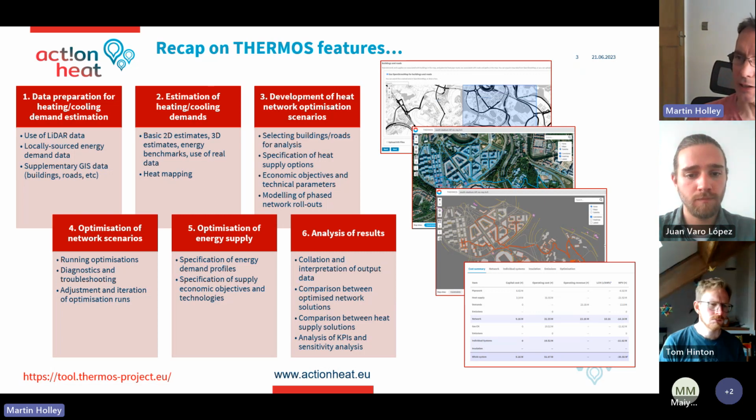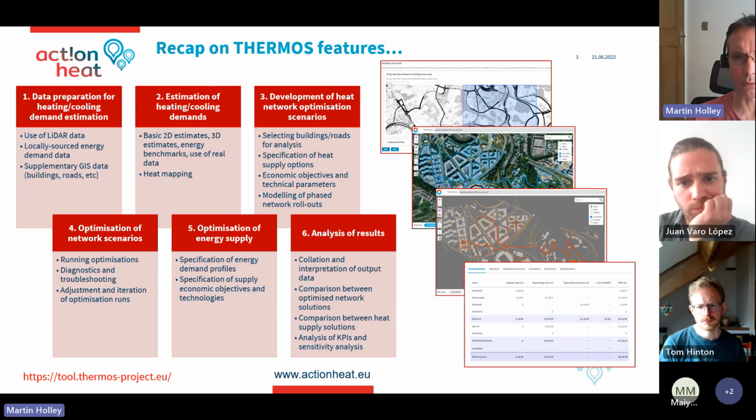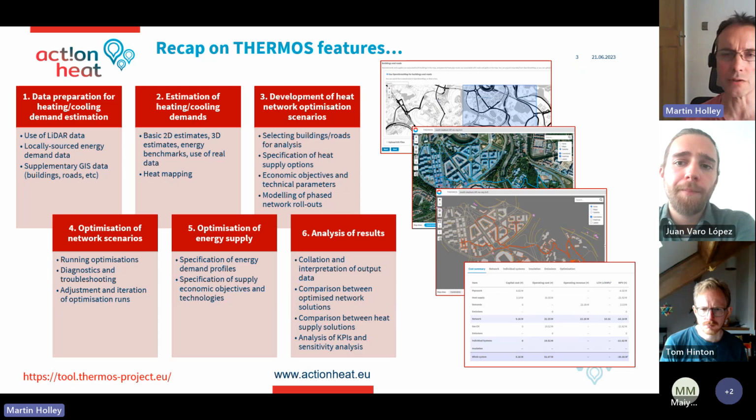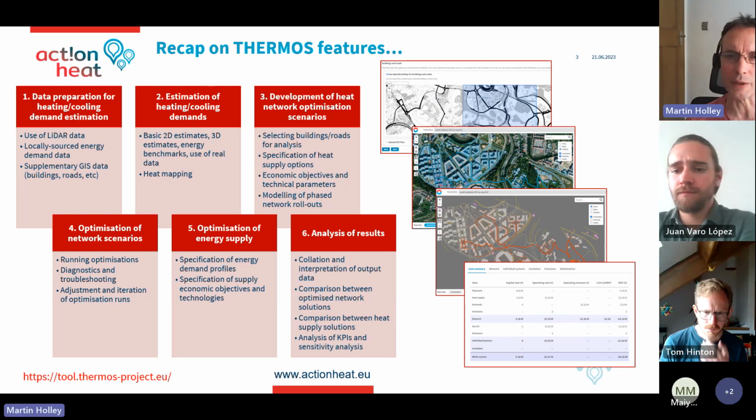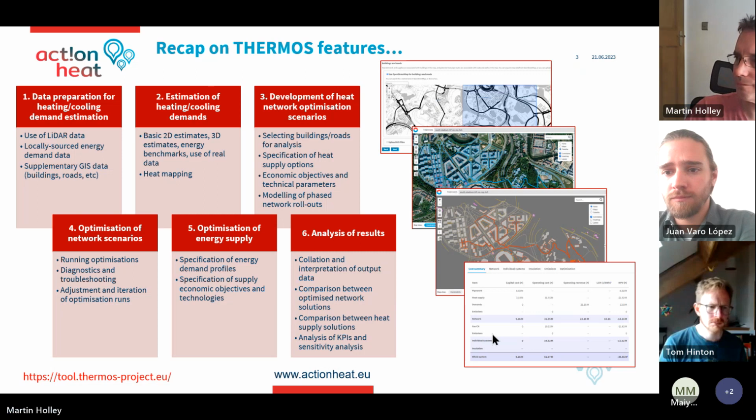But I think interestingly, the energy supply side, the energy optimization of the supply, is one feature that hasn't been that well used within THERMOS compared to the network optimization side of things. So we're quite interested to explore this a little bit more, and try and get some case studies going on this.